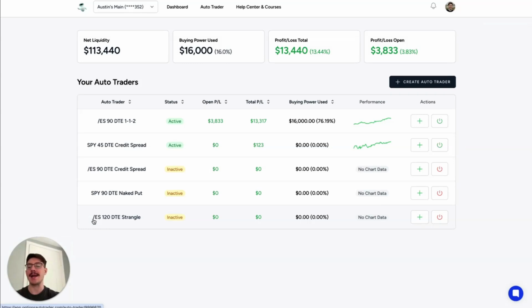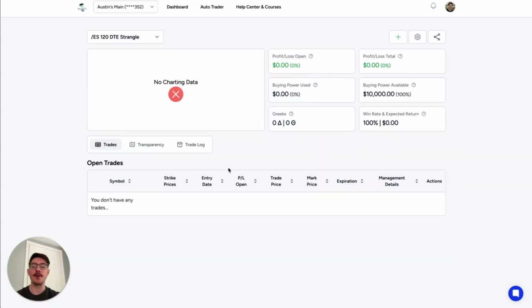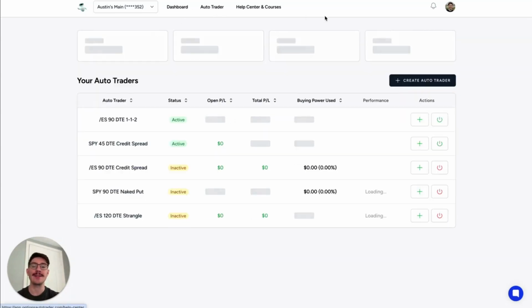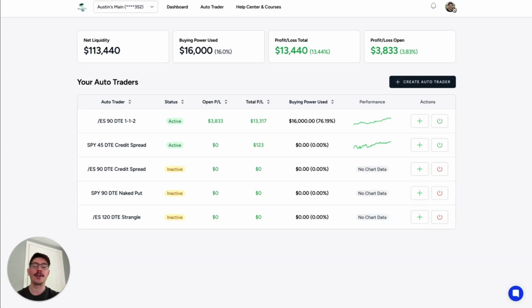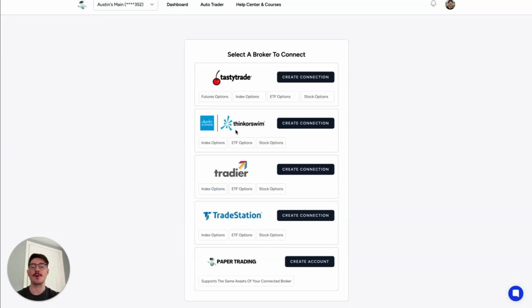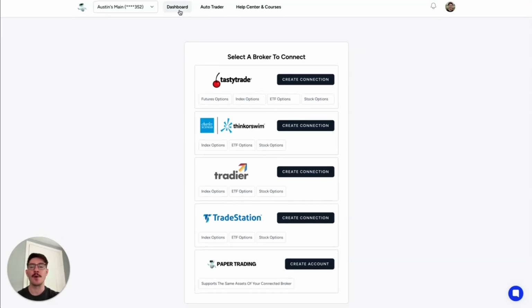I can change it. I can update it however I want. I can view the trades, the history, and see exactly what the bot is doing anytime. And it's all in my control, connected to my broker. So that's how simple and awesome it is. If you're wondering what brokers are supported, you can do things like Tasty Trade, Charles Schwab and Thinkorswim, Tradier, TradeStation, and of course, we support paper trading.